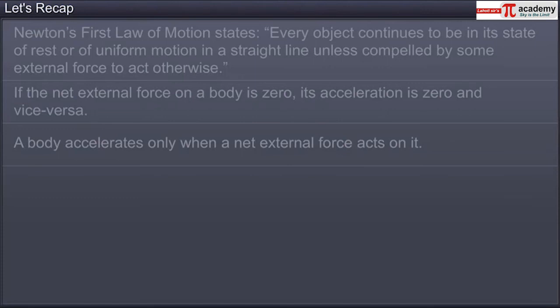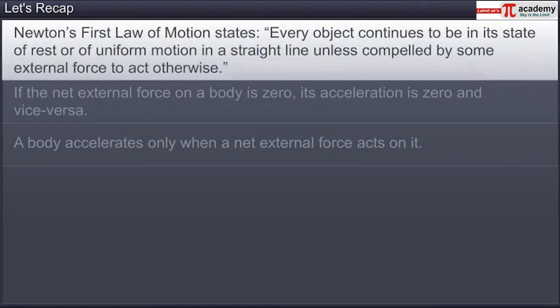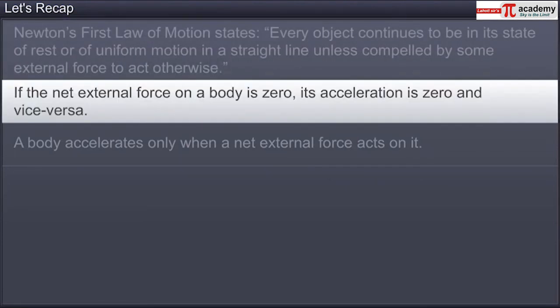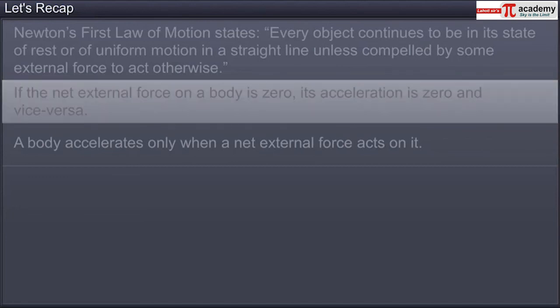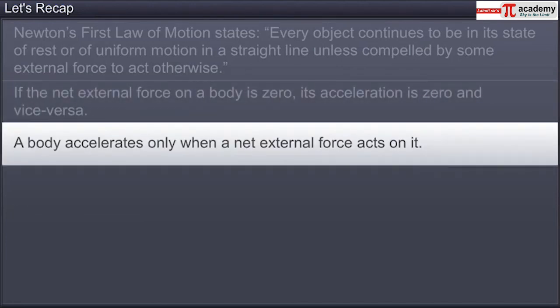In this module, you learned that Newton's first law of motion states every object continues to be in its state of rest or of uniform motion in a straight line, unless compelled by some external force to act otherwise. If the net external force on a body is 0, its acceleration is 0 and vice versa. A body accelerates only when a net external force acts on it.